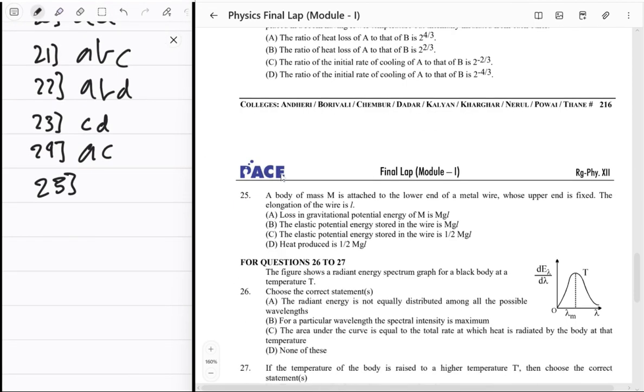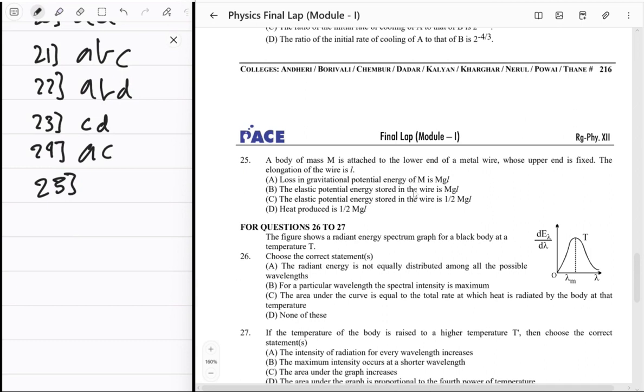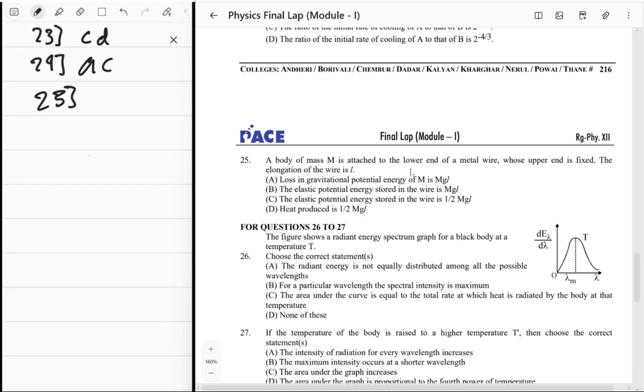A body of mass m is attached to the lower end of a metal wire whose upper end is fixed. The elongation of the wire is L. The loss in gravitational potential energy of capital M is mgl, understandable. The elastic potential energy stored in the wire is mgl? Strange that thermal came into this. So capital M is this body, and it's a metal wire.